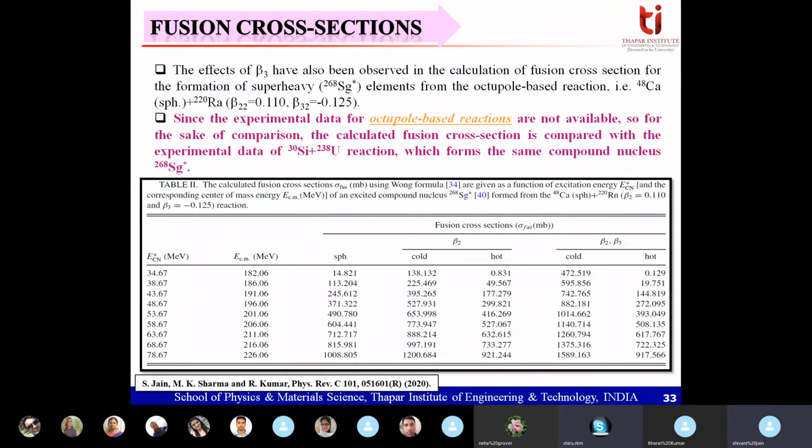Actually, if you are considering a single reaction and comparing the barrier height of the hot configuration with the cold one, then obviously the barrier height for the hot configuration will be higher than the cold one. So that's the theory.